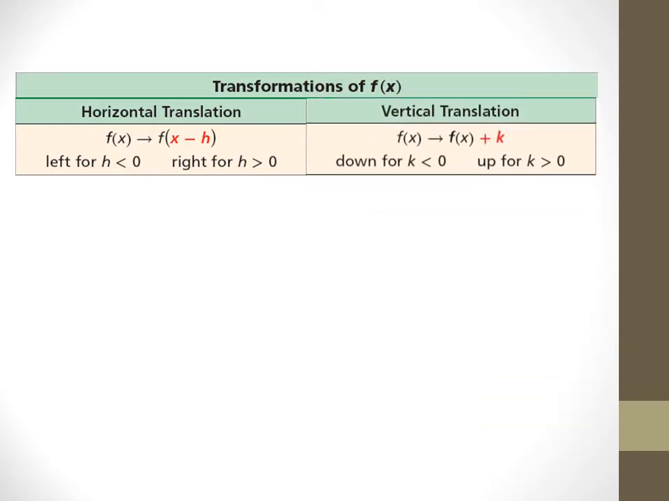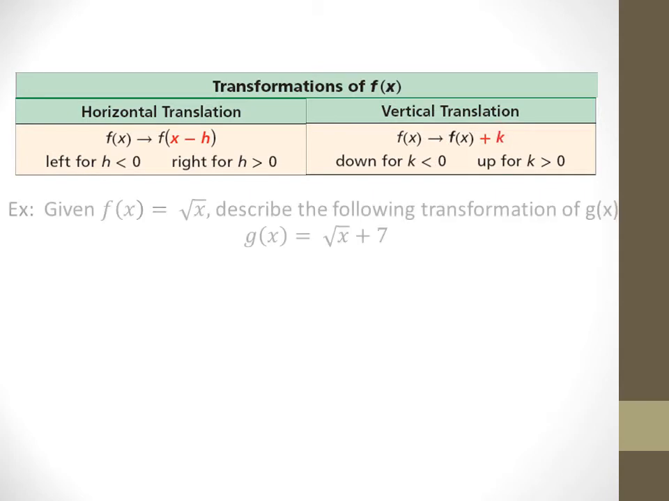The other translation is a vertical translation. This is shifting the graph up or down. What's nice about this translation is whatever sign k is, since k is positive here, it shifted up k units. If k was negative, it shifted down k units. And this occurs outside of the function, we say. So for example, here's our parent function, the square root of x. Notice how the plus 7 here is outside of the function. It's the square root of x plus 7 outside, not inside the square root symbol. Since it's outside and it's plus, it shifts up 7 units.